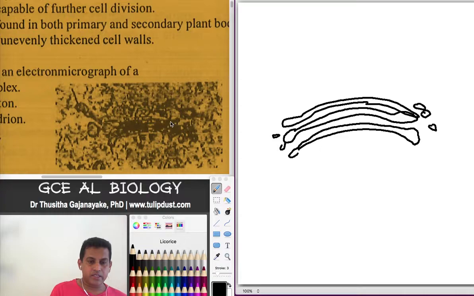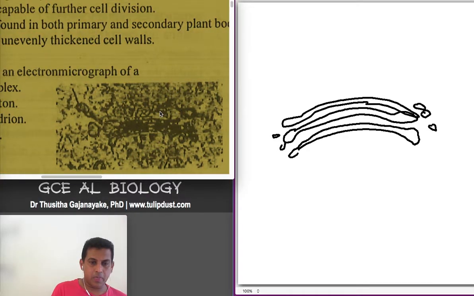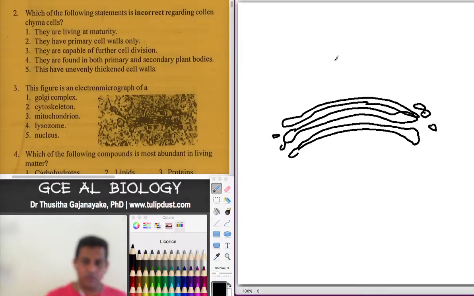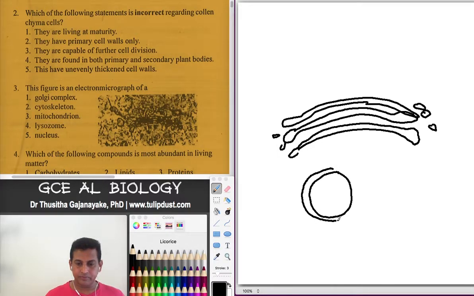Okay, let's see the choices given here: Golgi complex, cytoskeleton, mitochondria, lysosome and nucleus. So we start from the fifth one. Nucleus is like this. They have two membranes. And maybe in the nucleus here, that's a chromatin. That's the nucleus.